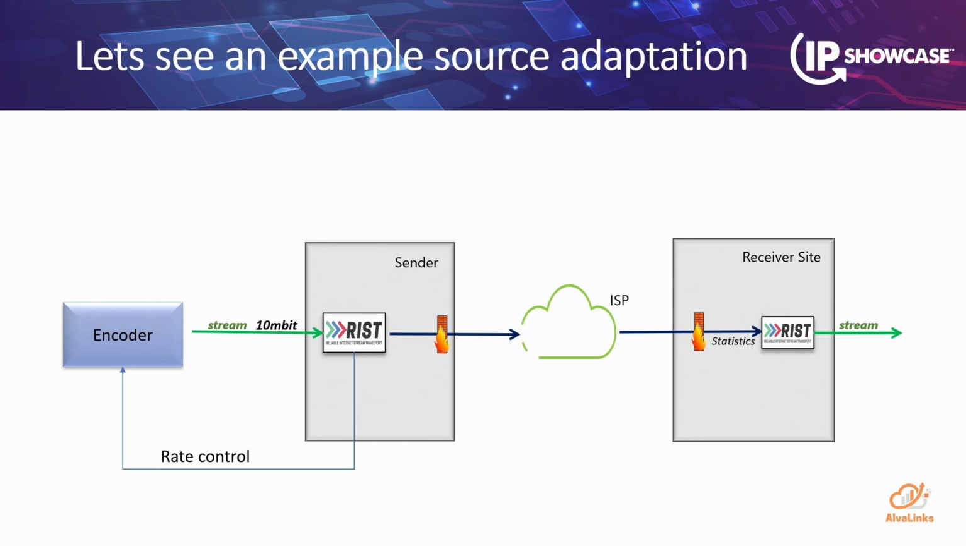Now let's see the next use case, which is source adaptation. In this case, we have an encoder. The encoder is controlled by a RIST sender, and it can command it to change its bitrate according to the network condition. In this example, we will start with a 10 megabit stream. We will command it to start sending a 10 megabit stream to the other end. Everything is fine and dandy, everything is good. We are okay. Statistics are flowing through, everything is okay. We don't need to change anything.